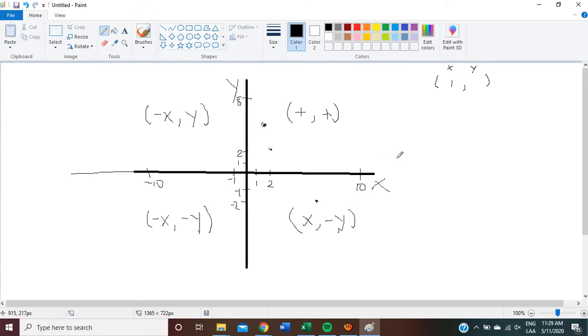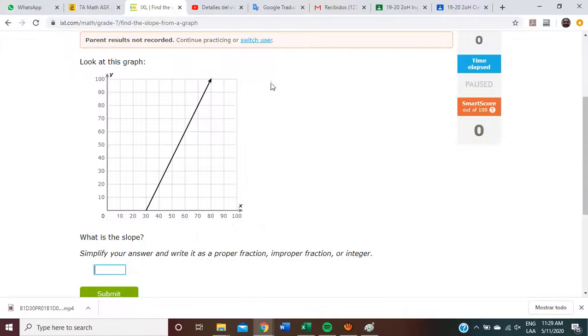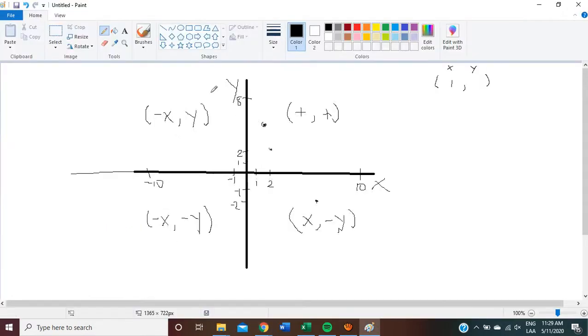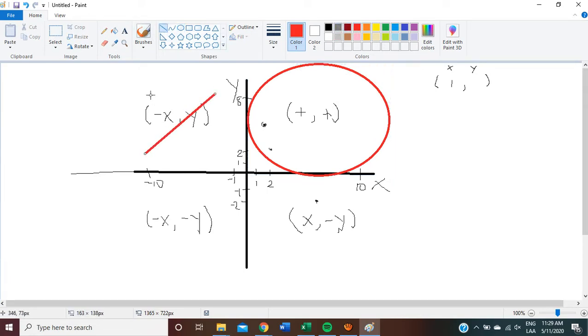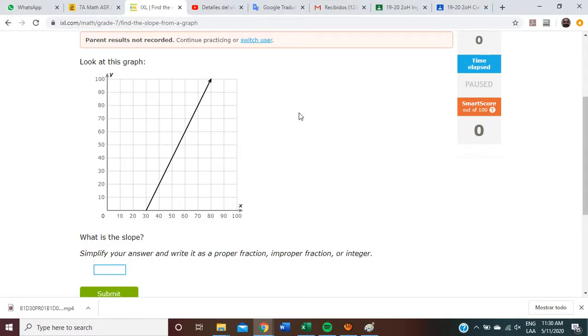Okay? So now that we understand this, in this problem, we are going to use only this quadrant, this part. So we are not going to use this one. We are not going to use this one, and we're not going to use this one, only this part of the coordinates, only the quadrant where both points of the coordinates are positive.